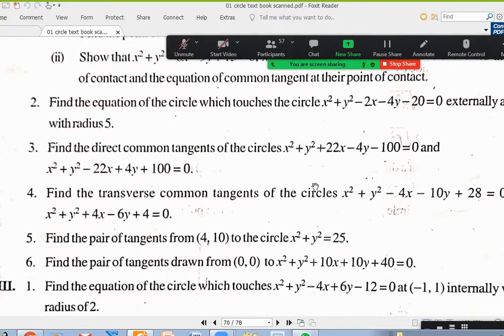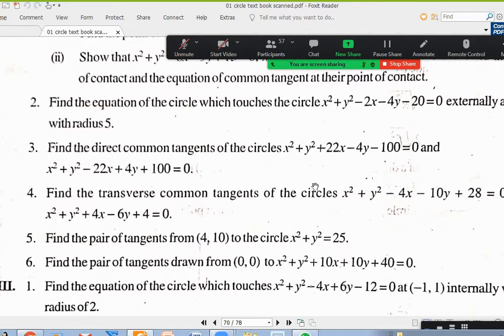Okay, section 2 up to 6. Any doubt? So the fourth one, the transverse common tangents. For transverse common tangents, you have to find the internal center of similitude. Have you found it? Sir, I got confused and I didn't try that one. Okay, the third one you got? Yes, sir, the third one I got. Okay, then it's very simple.